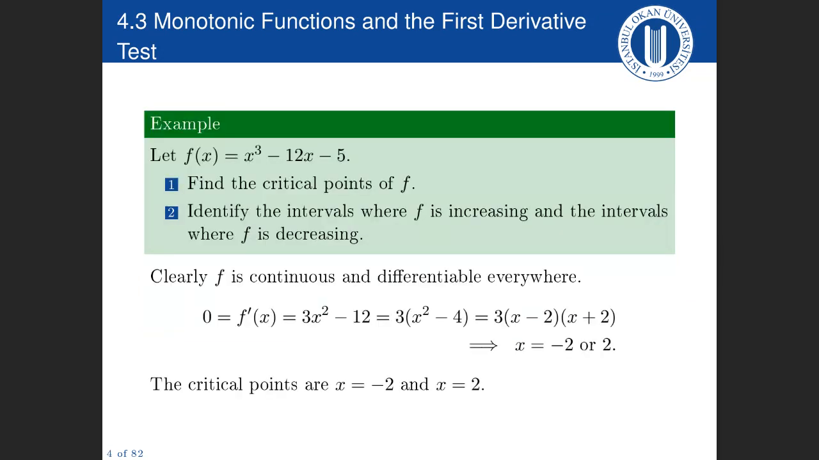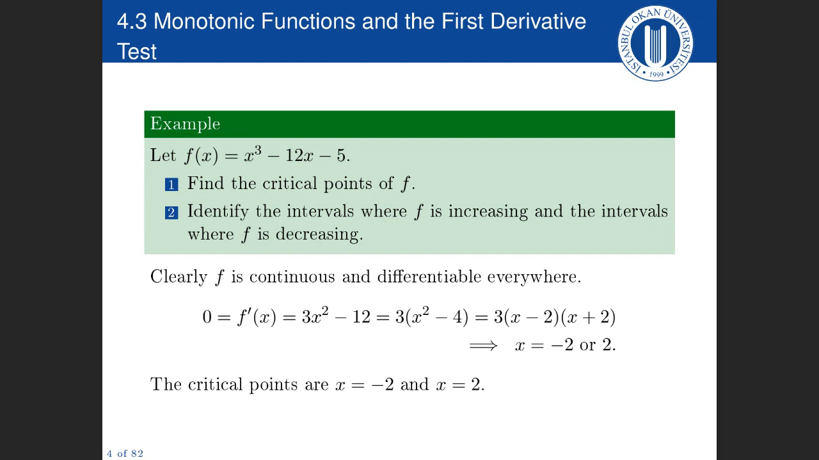For example, let f of x be x cubed minus 12x minus 5. Part 1, find the critical points of f, that's the interior points of the domain where the derivative is either 0 or the derivative does not exist. And then part 2, identify the intervals where f is increasing and the intervals where f is decreasing.